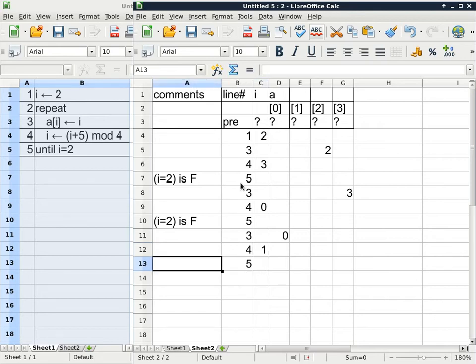We go to line 5 again. I equals 2 is false. We go to line 3. A bracket 1 now gets a value of 1. We move on to line 4, and it becomes 1 plus 5, which is 6. 6 divided by 4 has a remainder of 2.